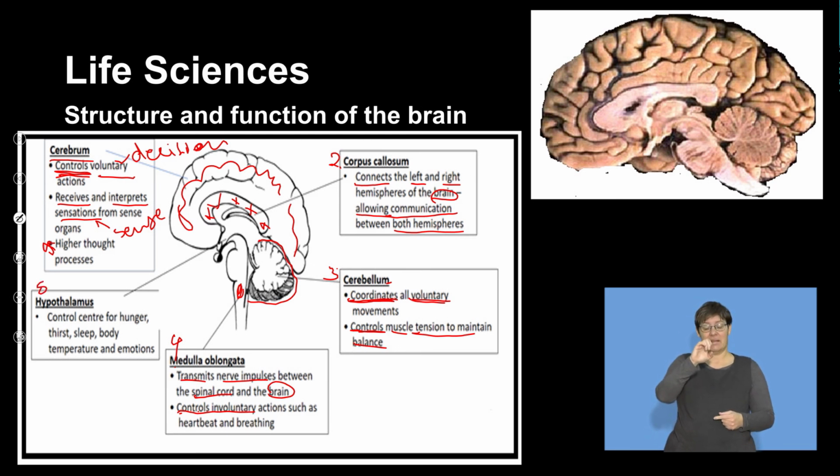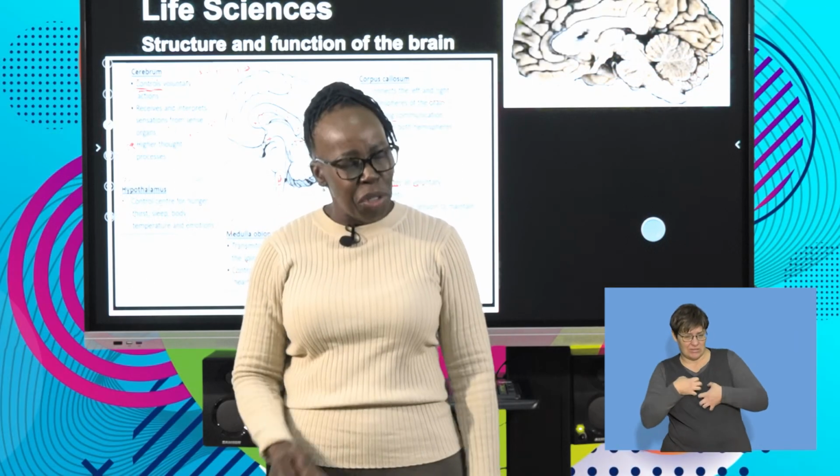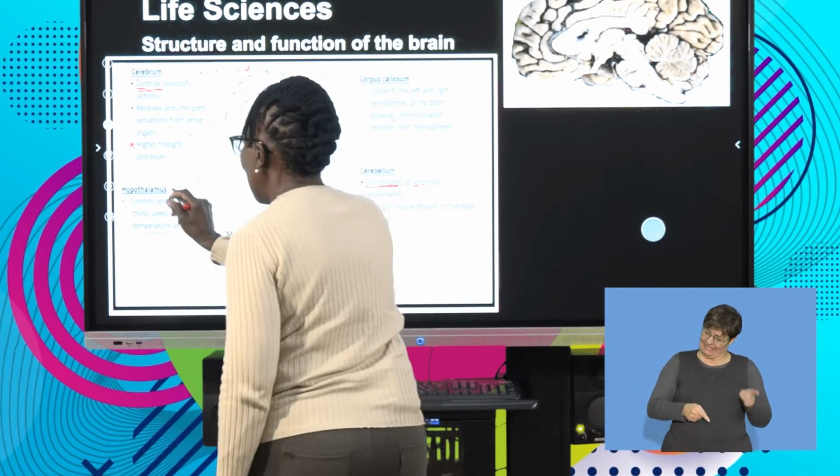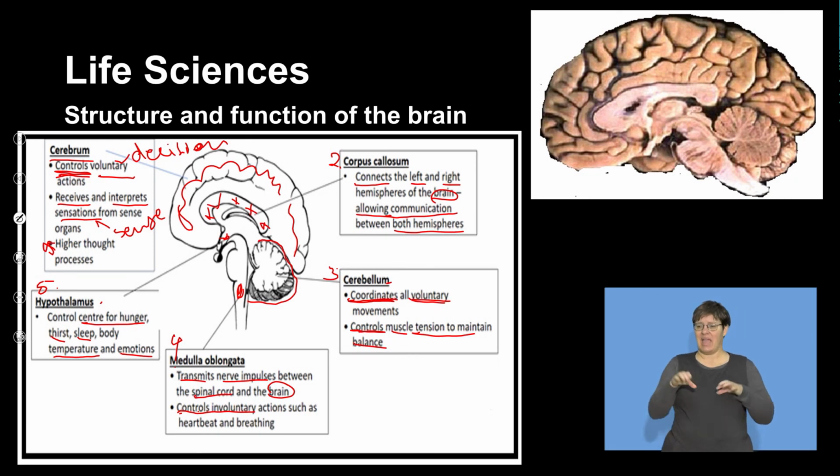Number 5, that's your hypothalamus. The hypothalamus is here in the brain, and it is the control center of hunger, thirst, sleep, body temperature, and emotions. Whatever you feel, when you feel hungry, you should know that it is the hypothalamus that is in action.